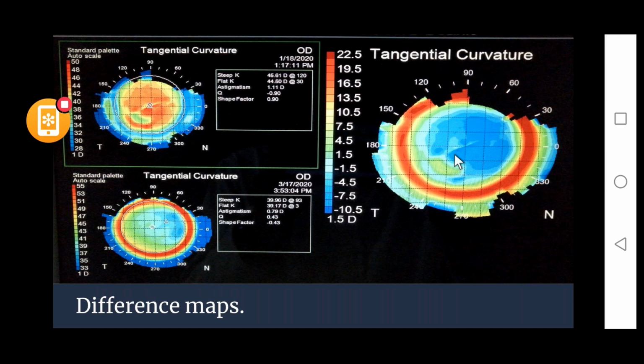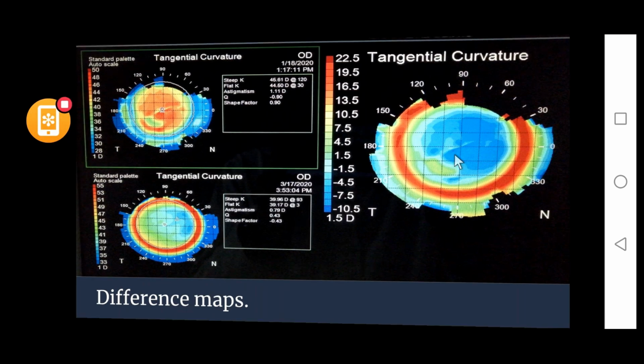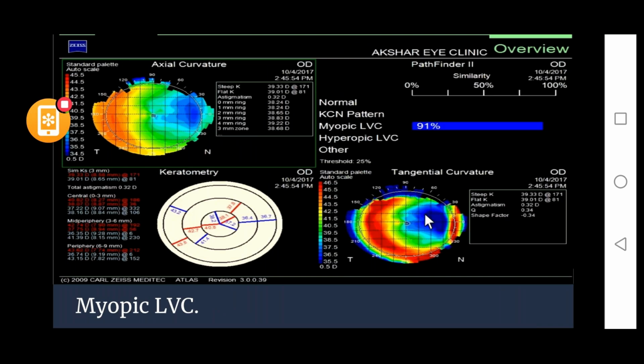Next is another case of myopic LVC. But if you can see over here, this flat region is pretty much displaced. So could this be a mistake in performing the surgery, when the patient moved the fixation, or this could be a high angle kappa as well. So that's why a deliberately decentered treatment has been done. Right, so you should be very vigilant while you are performing this.